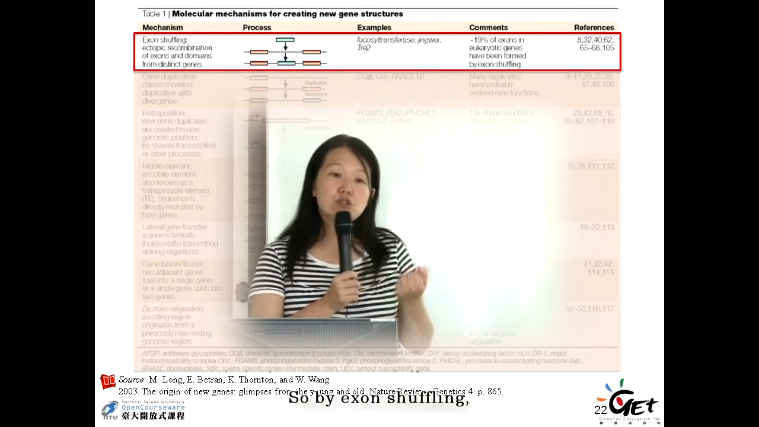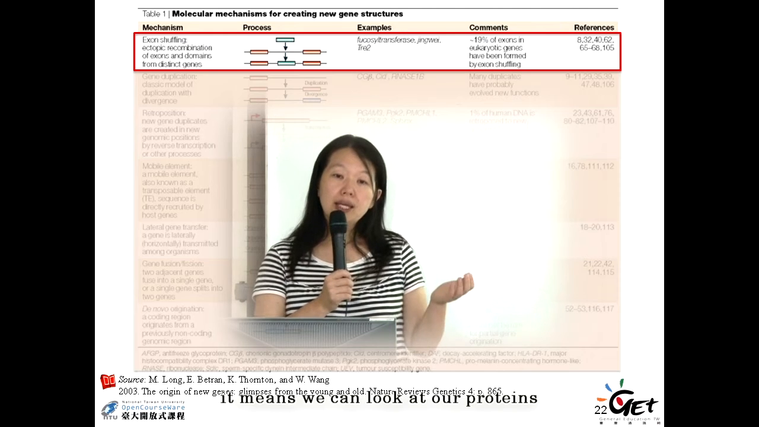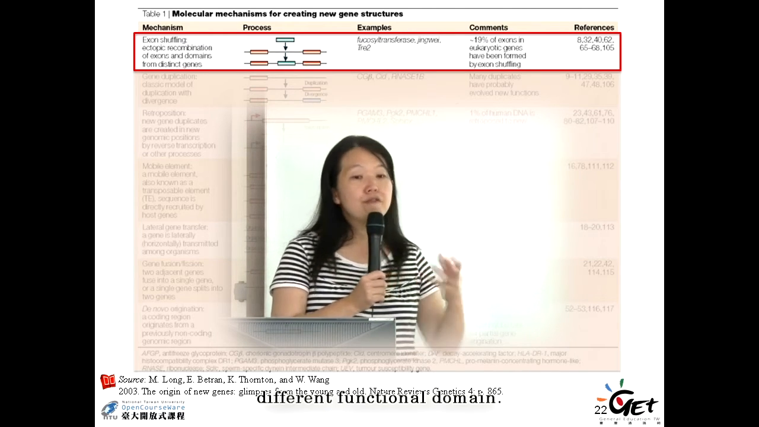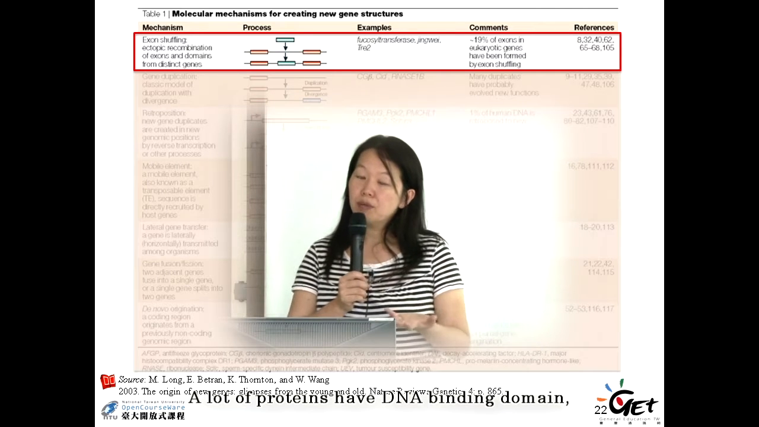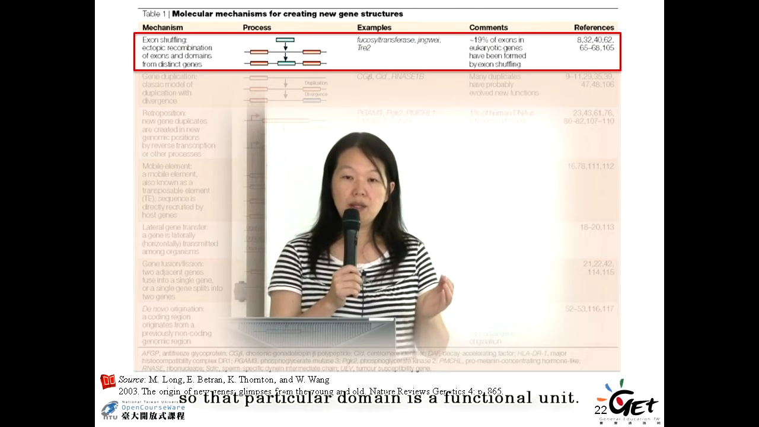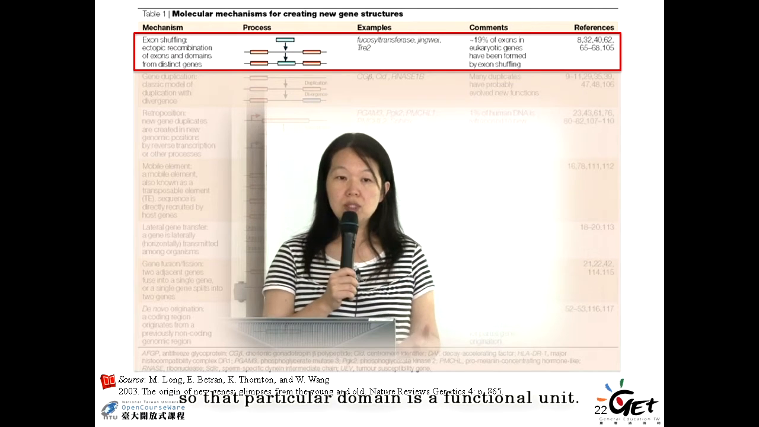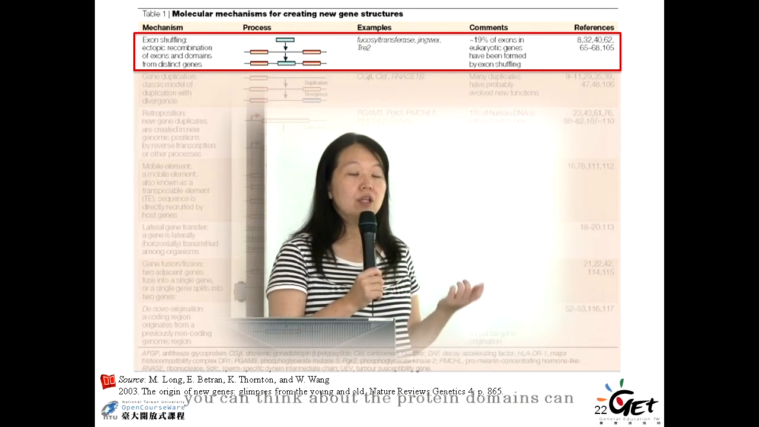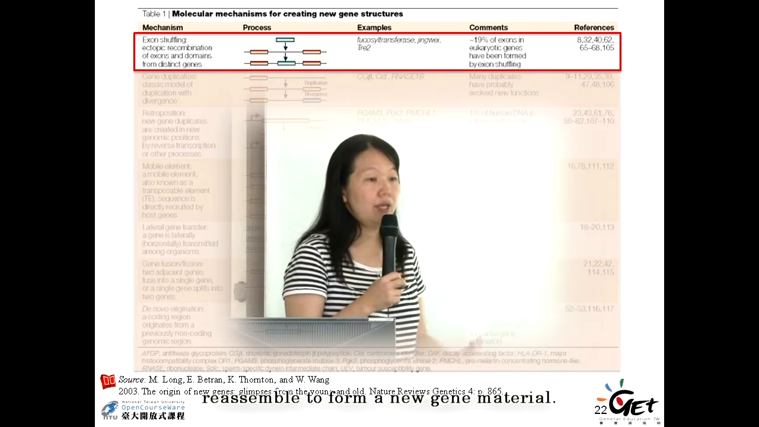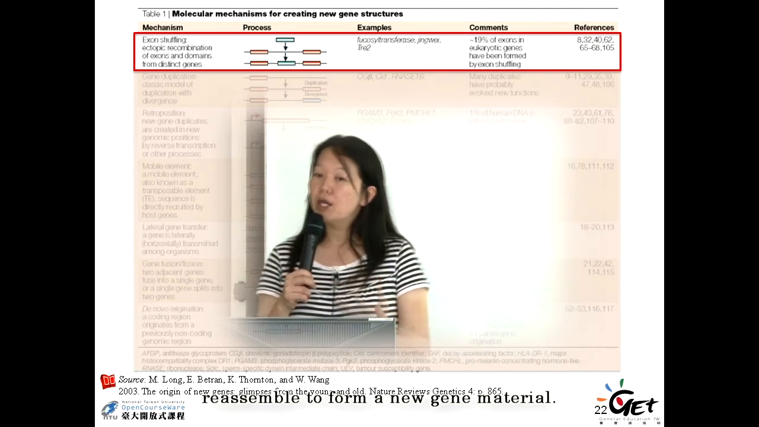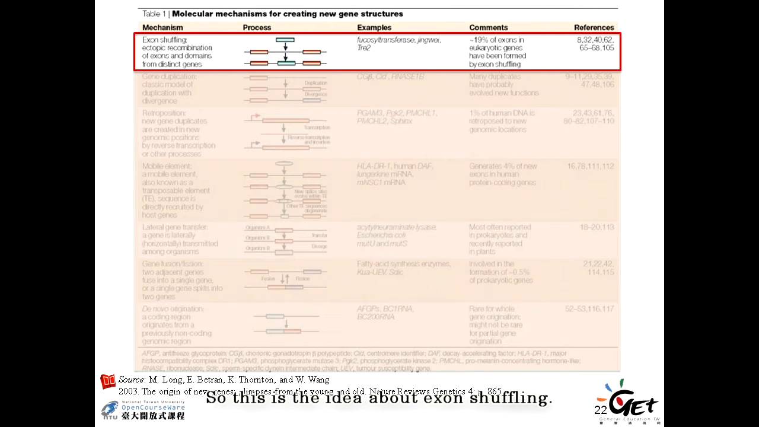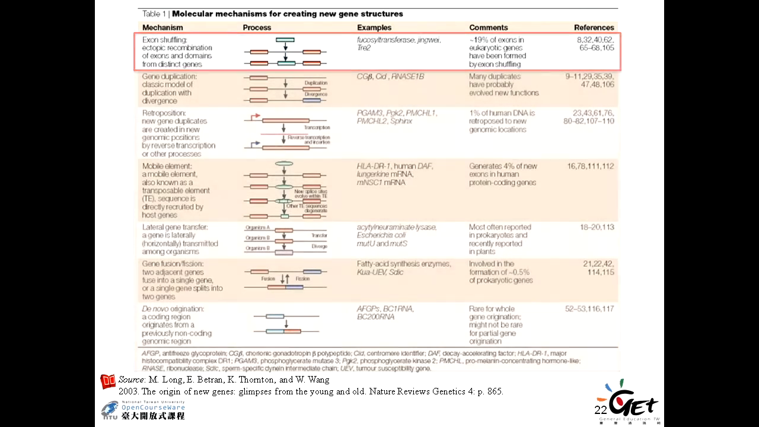So by exon shuffling, it means we can look at our proteins, where proteins have different functional domains. A lot of proteins have a DNA binding domain, so that particular domain is a functional unit. By exon shuffling, the protein domains can reassemble to form new gene material. So this is the idea about exon shuffling.